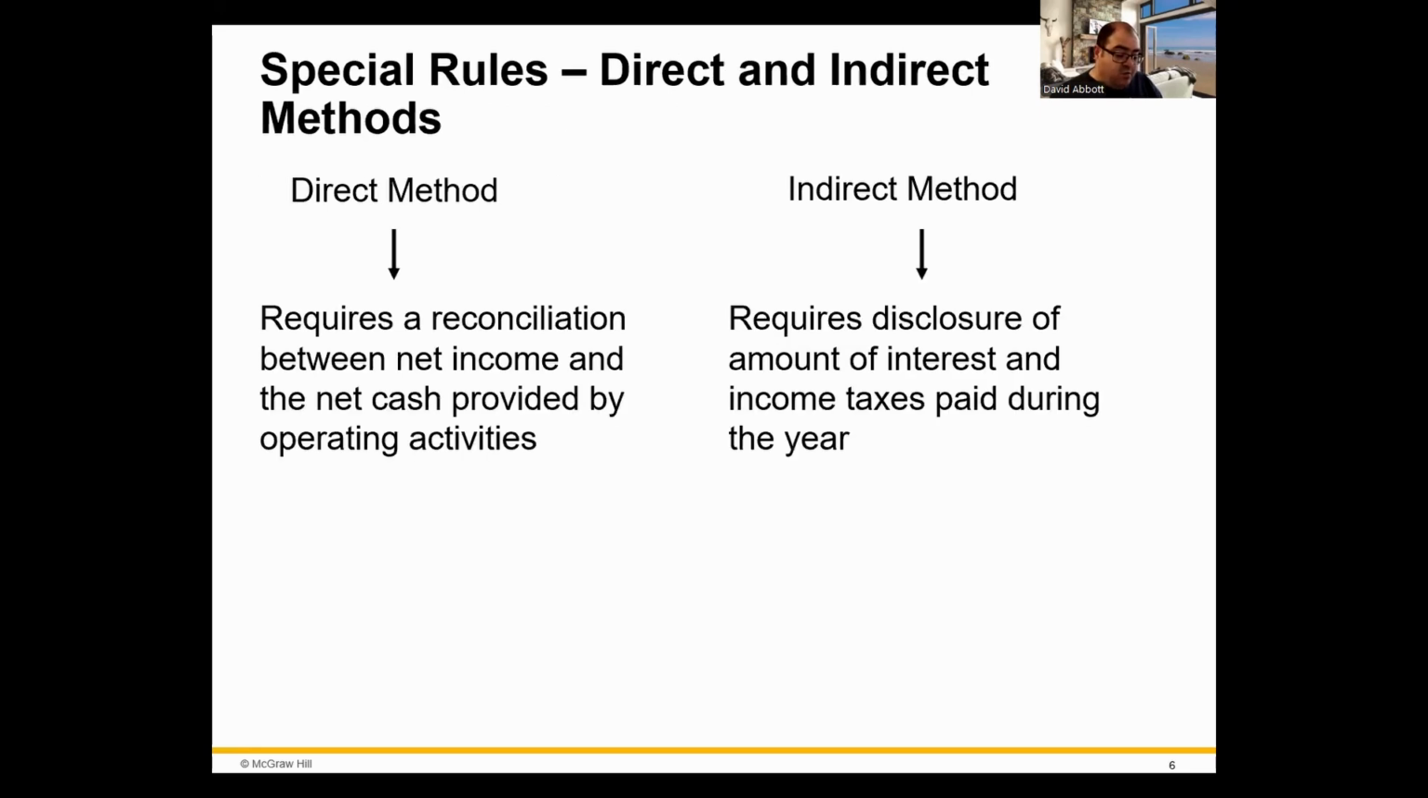Now, when a company uses the direct method, it must prepare a reconciliation between net income and the net cash provided by operating activities. If it uses the indirect method, it must disclose the amount of interest and income taxes paid during the year.